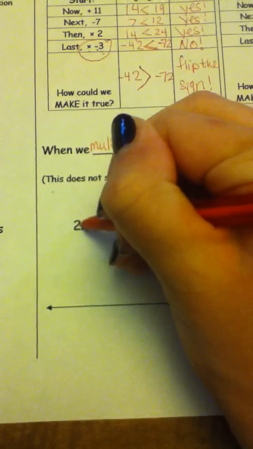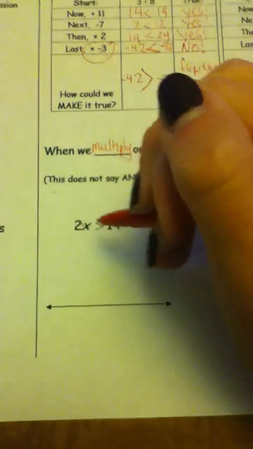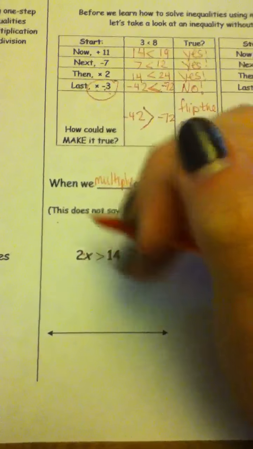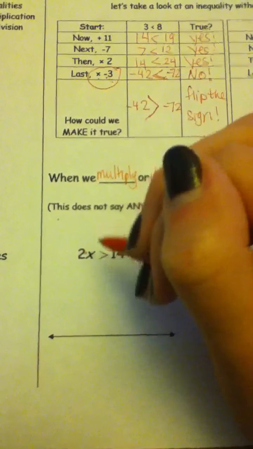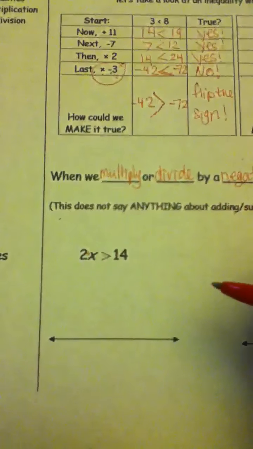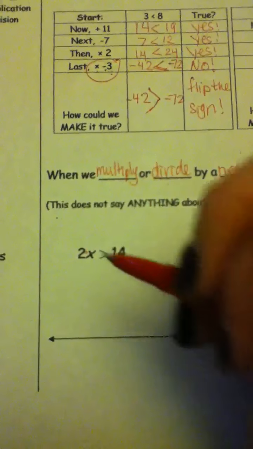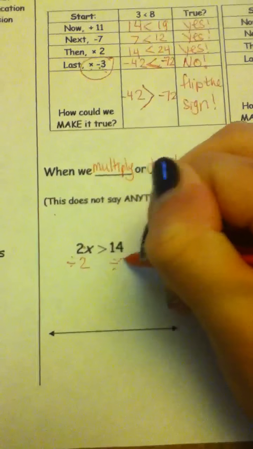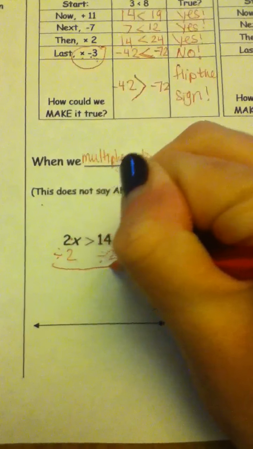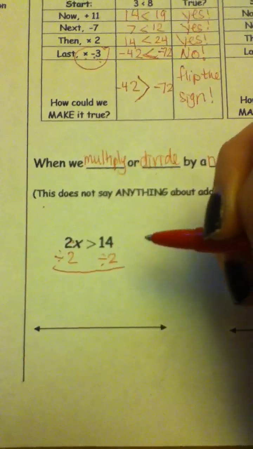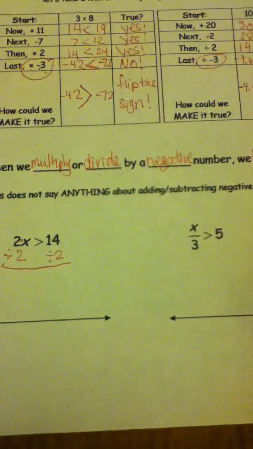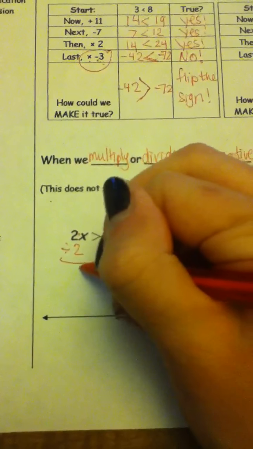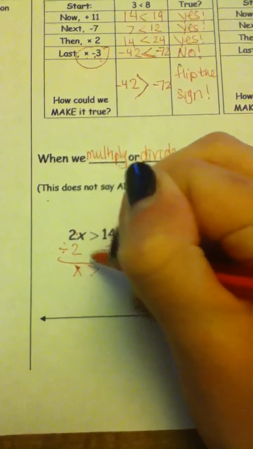So we want to solve. We've got 2 times x. I want to get rid of the 2 times x so I get x by itself. I need to do the opposite operation. The opposite of multiplication is division. So we divide by 2 on both sides. Alright, I divided by a positive 2. Is that part of my rule? Nope. Not a negative. It doesn't matter. So I get to keep my sign.